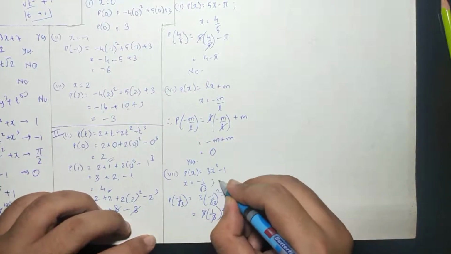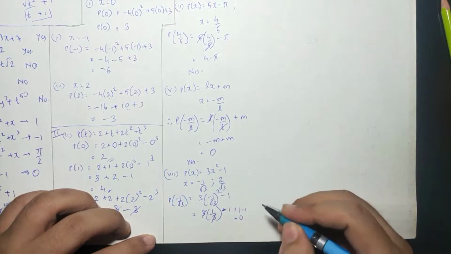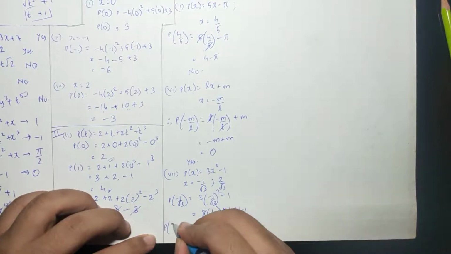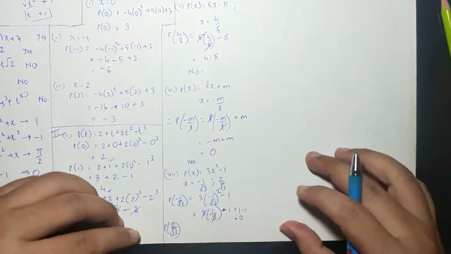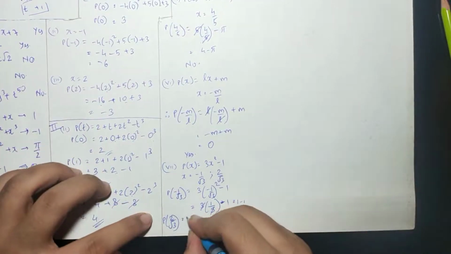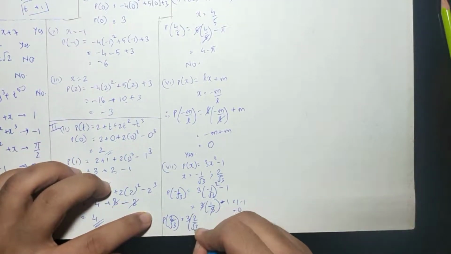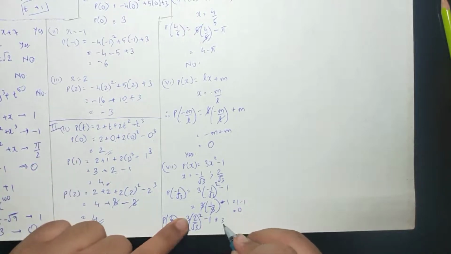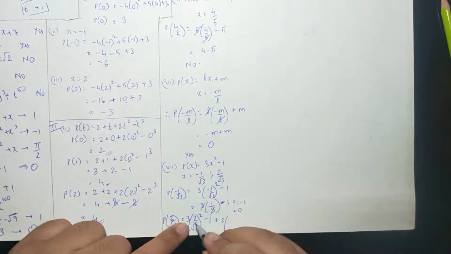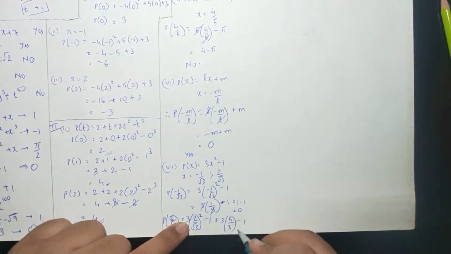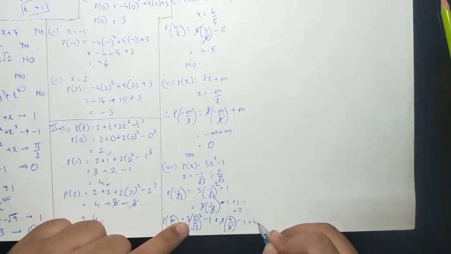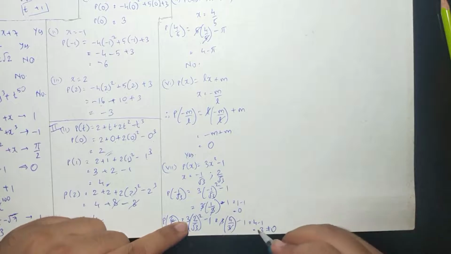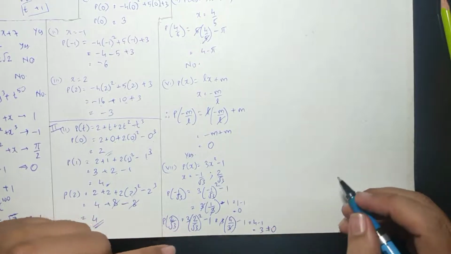The second value we have to check is 2 by root 3. So now substituting the value of x as 2 by root 3, 3 multiplied by 2 by root 3 whole square minus 1. This will be 3 into 2 by root 3 whole square. 2 square is 4, root 3 square is 3, minus 1. This will become 4 minus 1, which is not equal to 0. This answer will not be equal to 0.